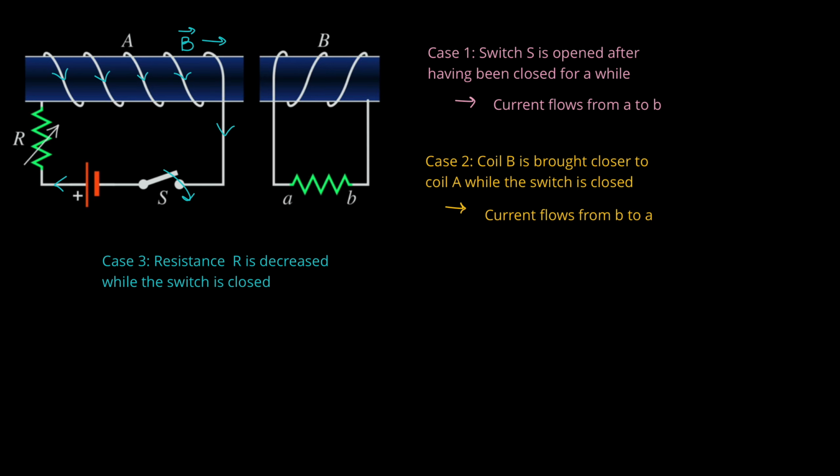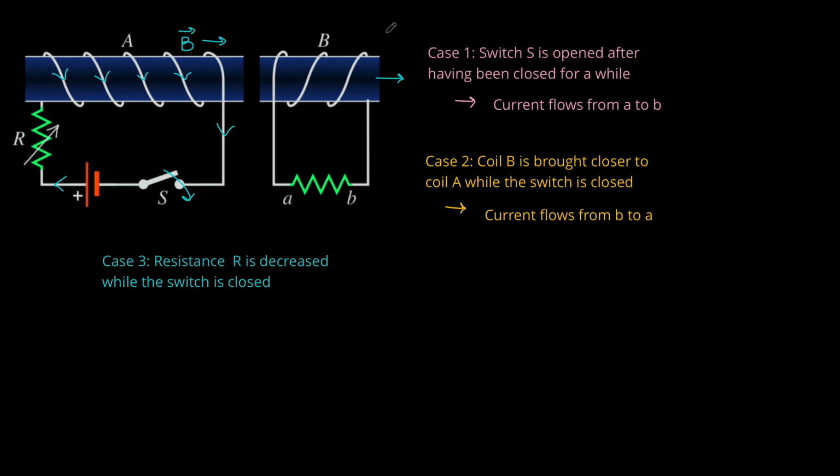Again, while the switch is closed, on the left-hand side circuit, we have a magnetic field pointing to the right. If we decrease the resistance, that will increase the current in the circuit. If the current in the circuit increases, then the magnetic field will become stronger in the circuit. So the magnetic field will increase. How does that affect the coil on the right hand side, coil B? Now, initially coil B has flux pointing to the right. Now that the magnetic field strength is increasing, the flux that is pointing to the right will increase.